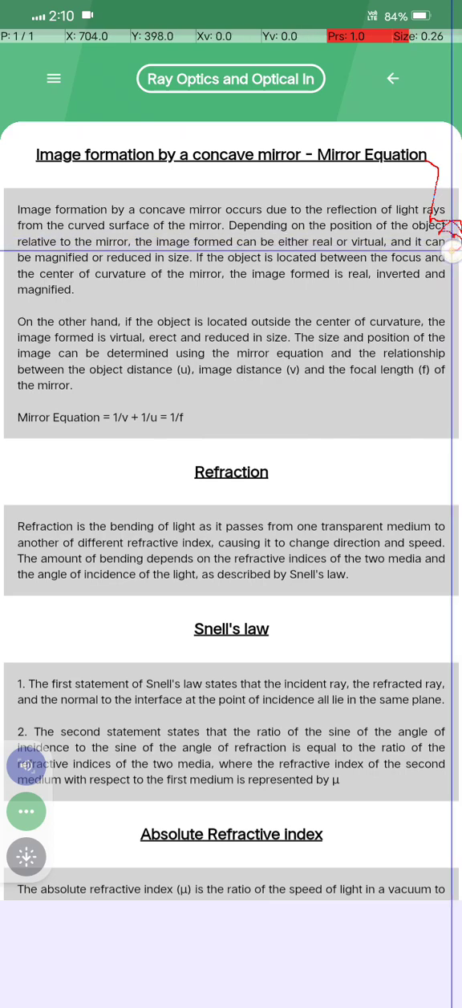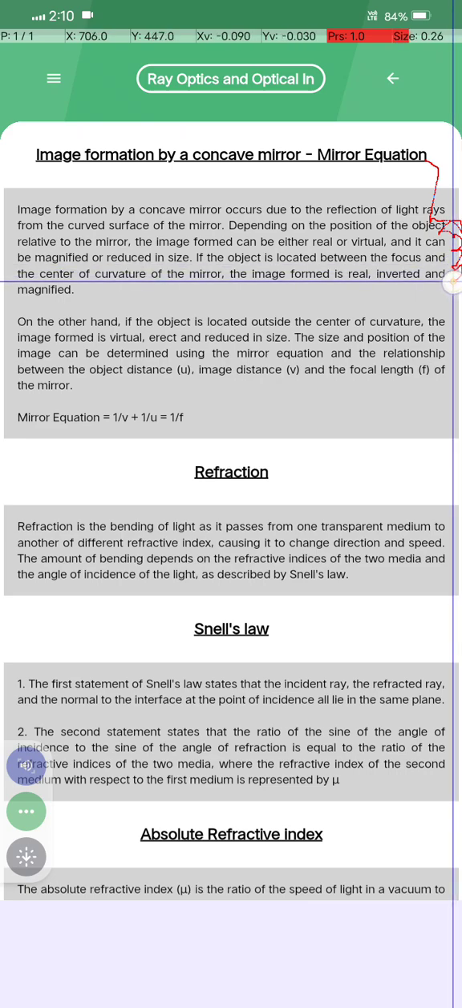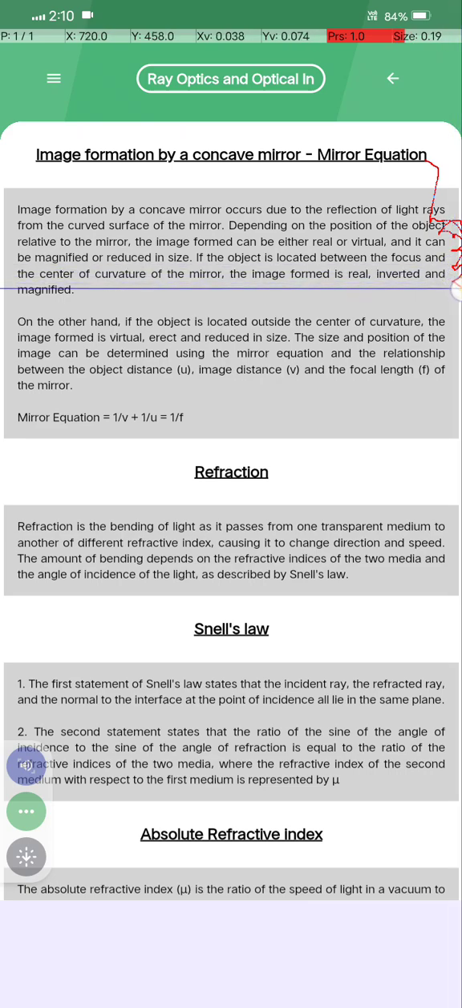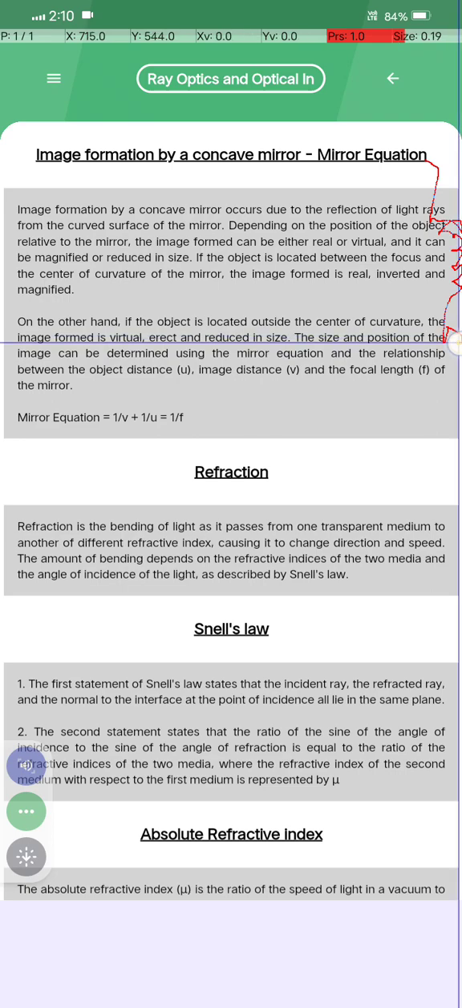The image formed can be either real or virtual. It can be magnified or reduced in size. When the object is located between the focus and the center of curvature of the mirror, the image is real, inverted and magnified. On the other hand, when the object is located outside the center of curvature, the image is formed virtual, erect and reduced in size.